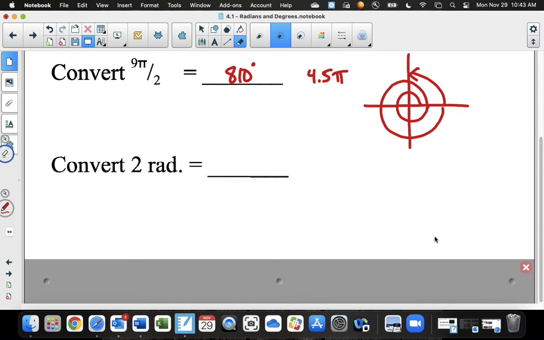Now, this one's a little bit different because notice there's no pi in this one. This is just 2 radians. And I want to convert those 2 radians into degrees, which means it's not as nice. I can't just take the pi out and put the 180 in. This one you actually have to use the conversion. Okay?